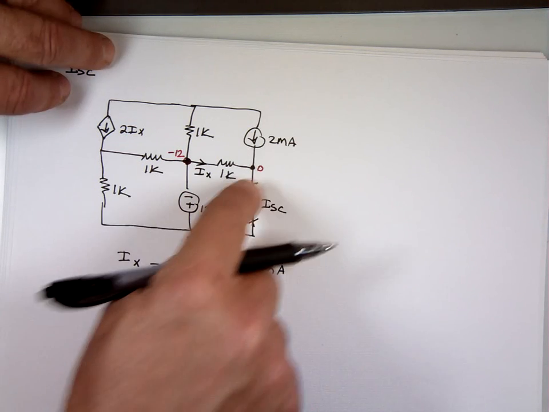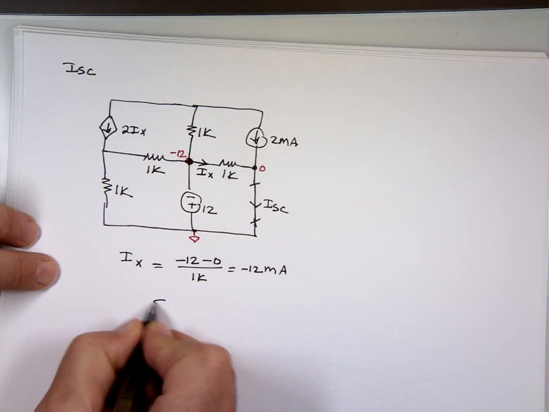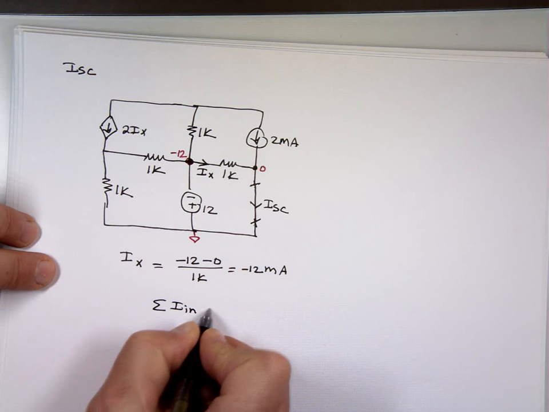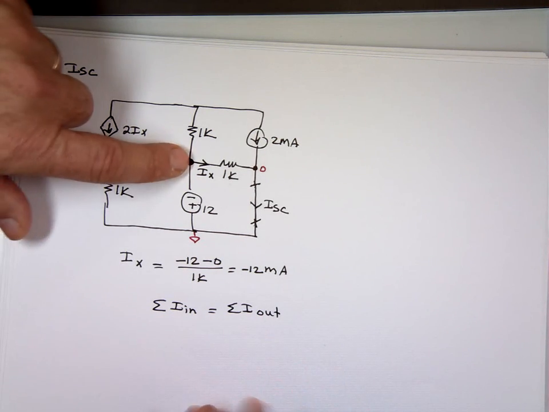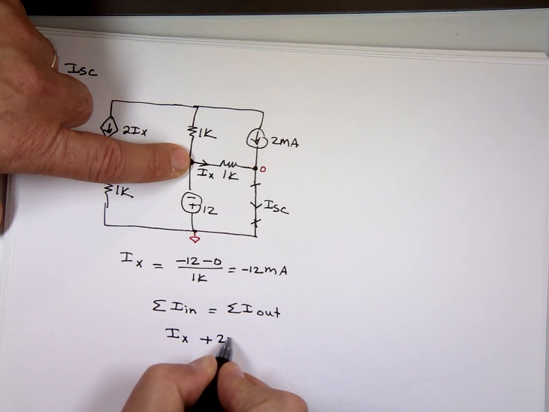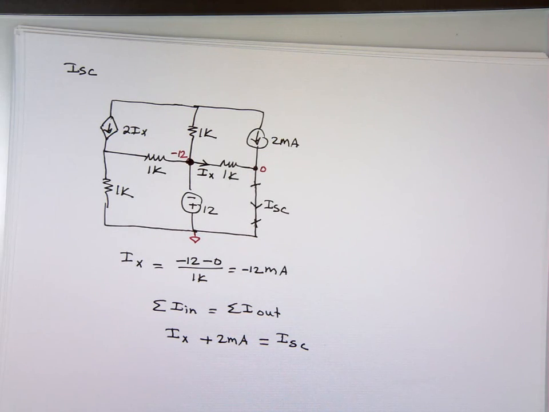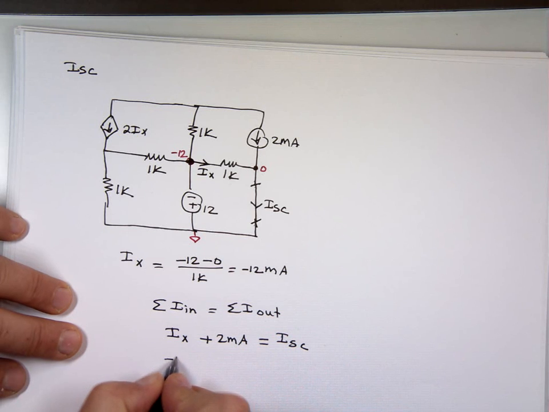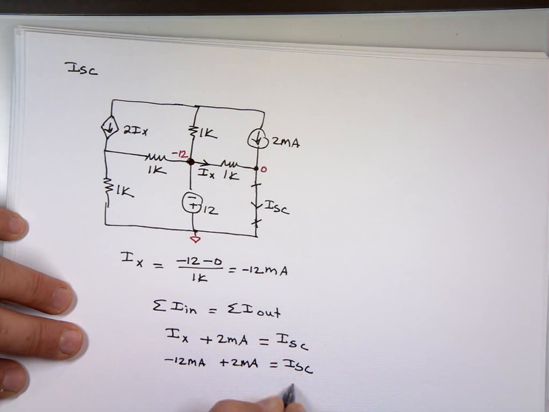KCL of this node. KCL says the current entering the node, if you add all the current in, equals all the current out. What is going to that node? I sub x. What else is going to that node? 2 milliamp. And what's leaving that node? I short circuit. Negative 12 milliamp plus 2 milliamp equals I short circuit. What's I short circuit? Negative 10 milliamp.